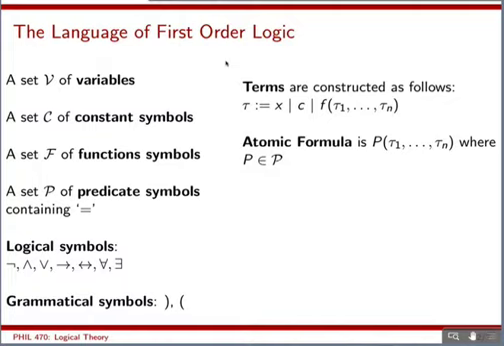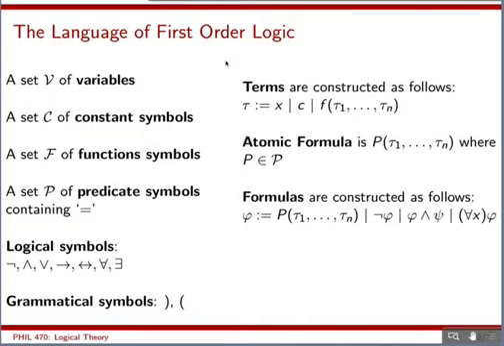We start by defining atomic formulas. So if P is a predicate symbol, an n-ary predicate symbol, so it's a relation between n different objects in our domain, P of tau1 up to tau n is going to be an atomic formula. Okay, and the intended interpretation is that the objects named by each one of these terms, tau1 up to tau n, are related according to this predicate P.